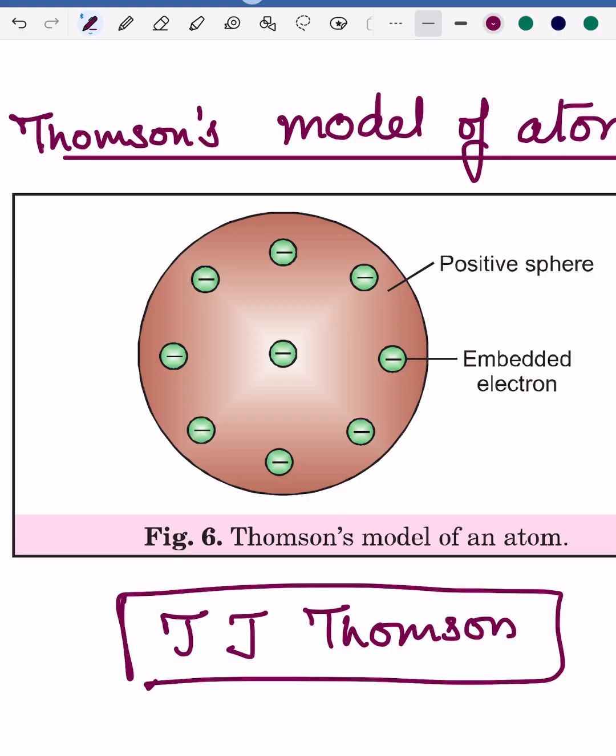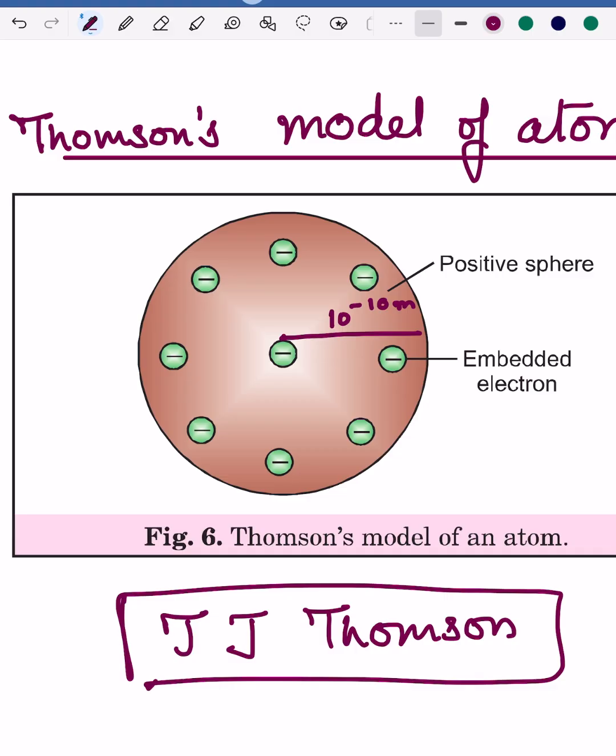And what did he say about the radius of this sphere? उसने कहा कि the radius of this sphere is somewhere around 10 to the power minus 10 meter. So in this way he defined the size of the atom. The radius of the atom is of the order of 10 to the power minus 10 meter.